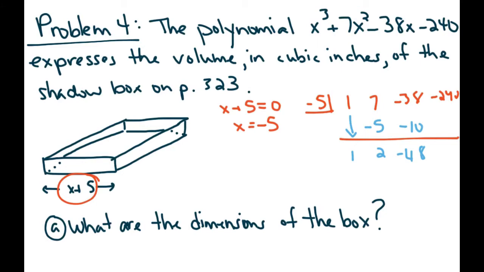The next number above the line I'm going to get by multiplying -5 times -48. And then I add going down. The last number is always the remainder. The other numbers are the coefficients of the quotient. So the quotient is always 1 power less than the original problem. The original problem was x cubed, so the new problem is 1x squared plus 2x minus 48.